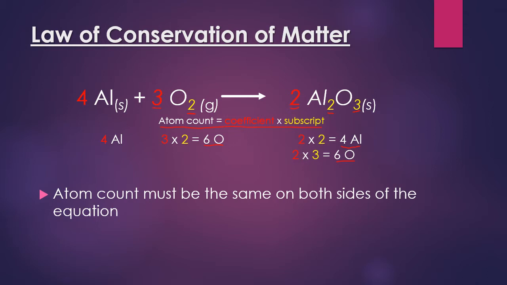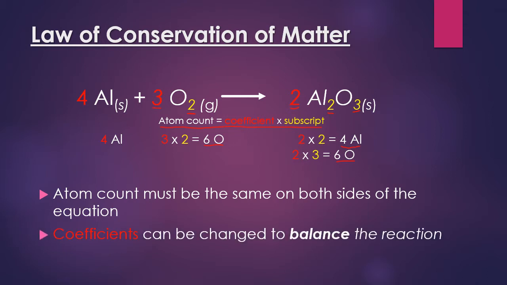So atom count is the same on both sides, 4 aluminums and 6 oxygens. When we balance our own equations, what we're going to be doing is changing the coefficients. Those numbers in red, those are the numbers we control, those are the numbers we can change. We cannot change the subscripts, the numbers in yellow. Those have to stay the same.